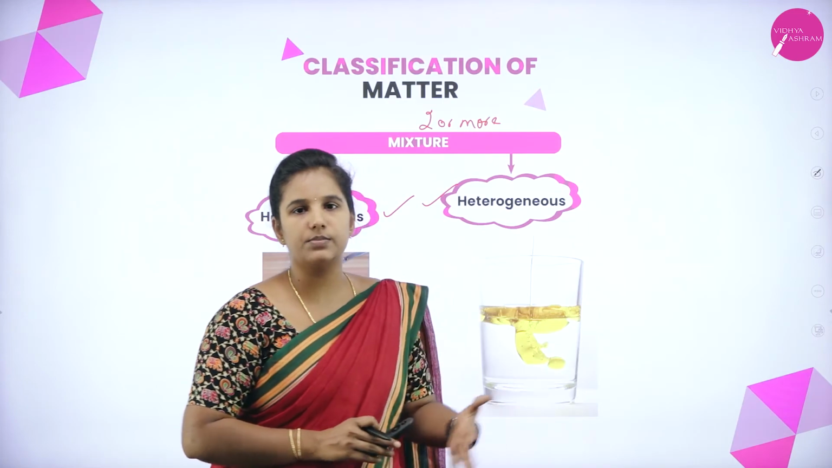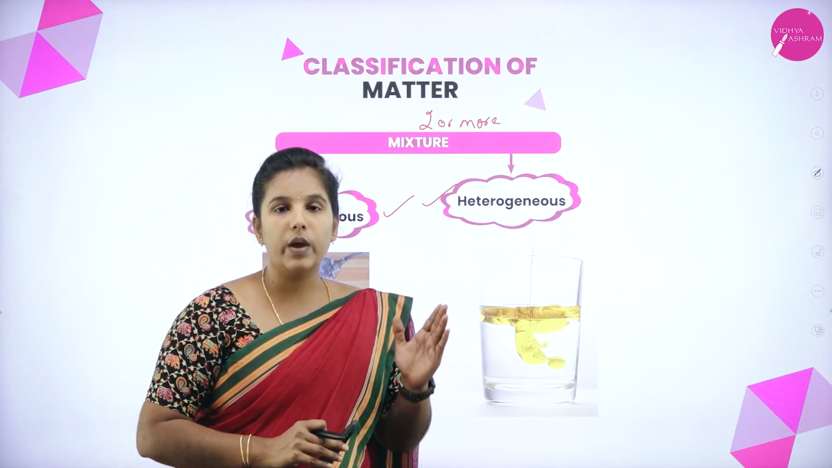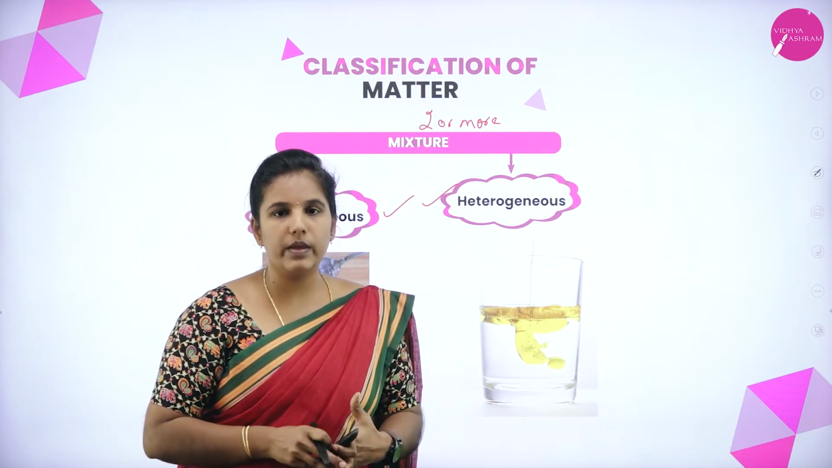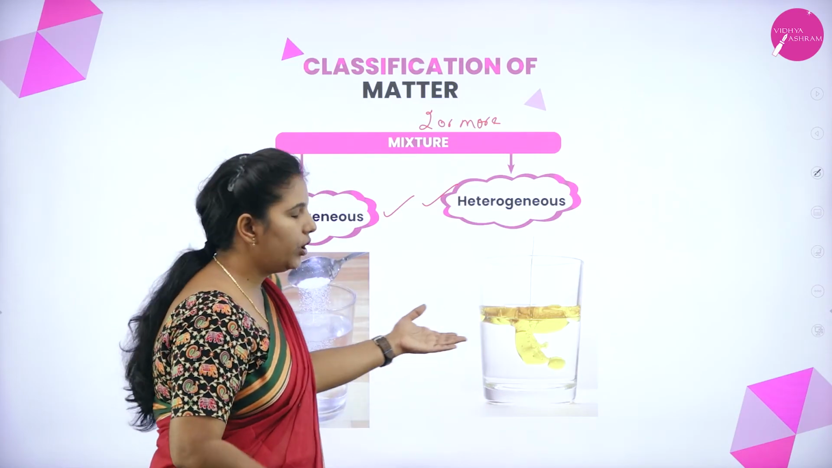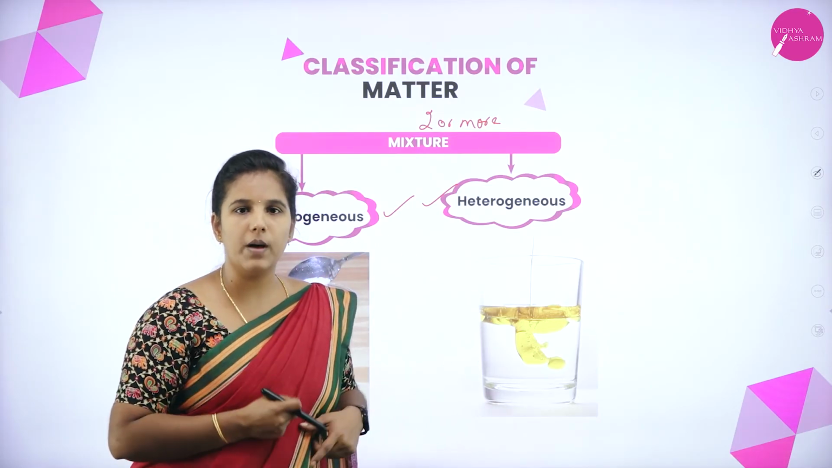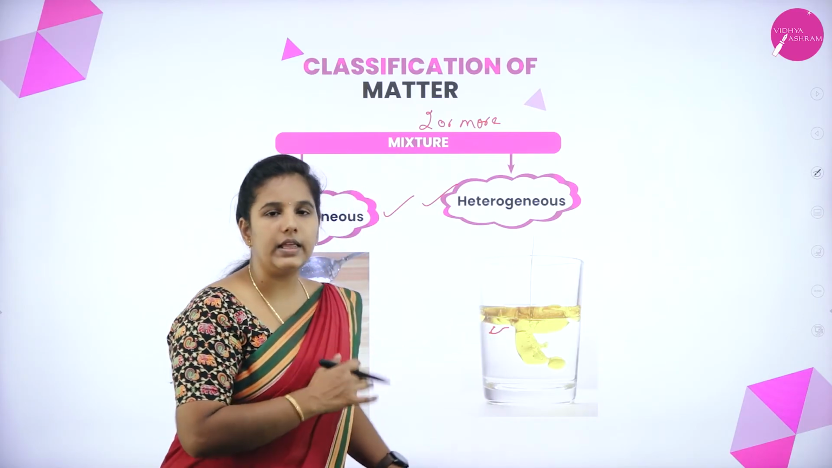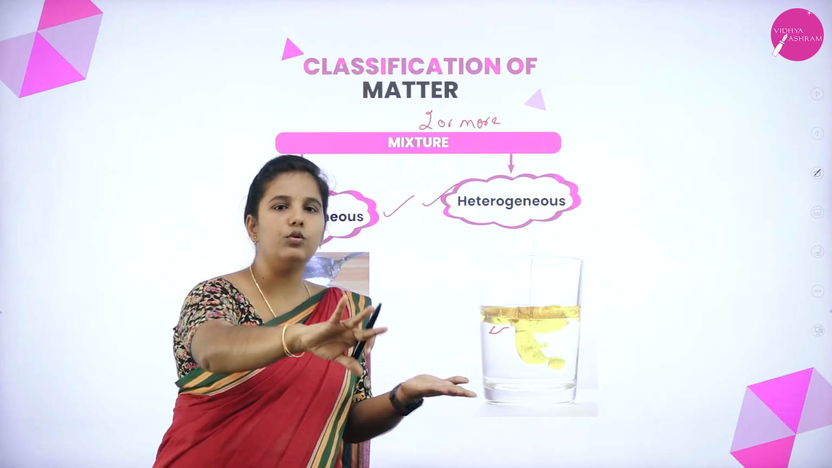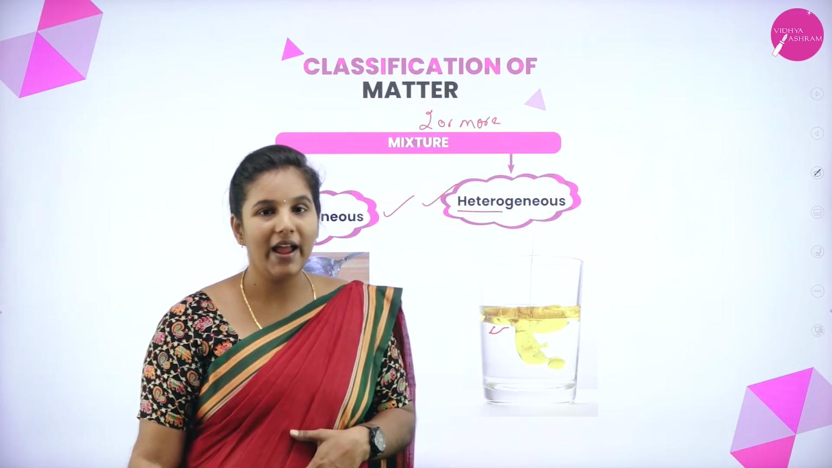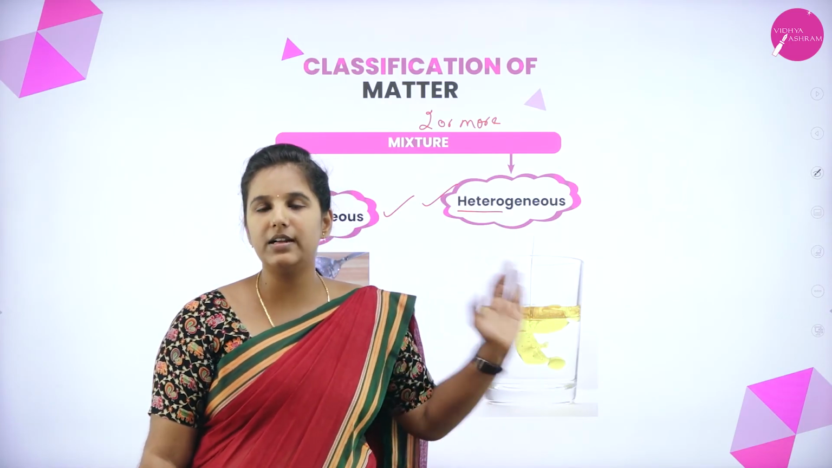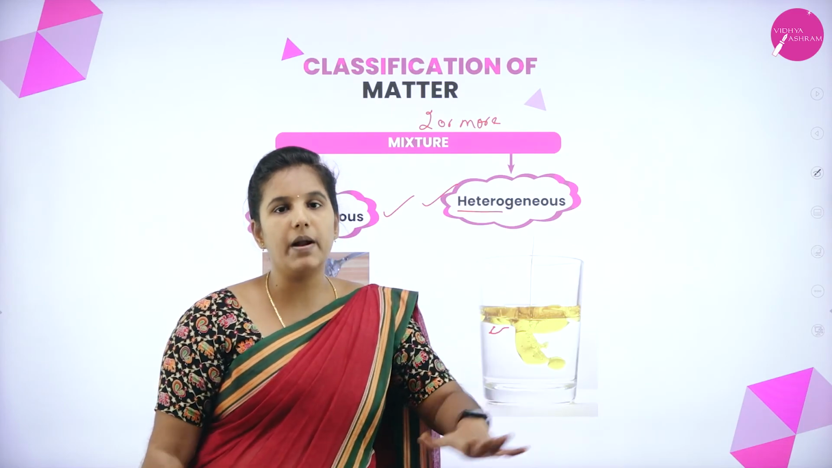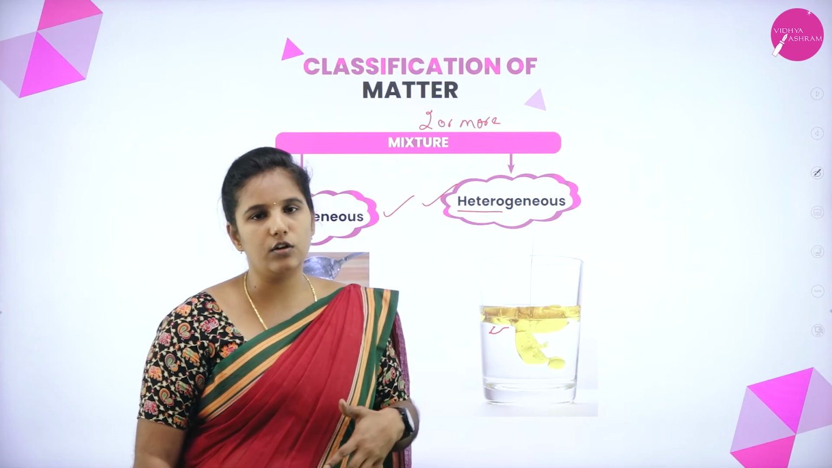Coming to the heterogeneous mixture. When can we say it is a heterogeneous mixture? When the constituent particles do not mix with each other and form a separate layer, then it is said to be a heterogeneous mixture. For example, if you take a glass of water and add one tablespoon of oil, the oil and water never mix and will form a separate layer. This shows that the constituent particles in this mixture form a separate layer because they are not uniformly distributed. That is why it is called a heterogeneous mixture. Hetero means different, homo means same. The name itself shows that if the constituent particles are mixed thoroughly, it is said to be homogeneous. If they do not mix thoroughly, then it is said to be a heterogeneous mixture.